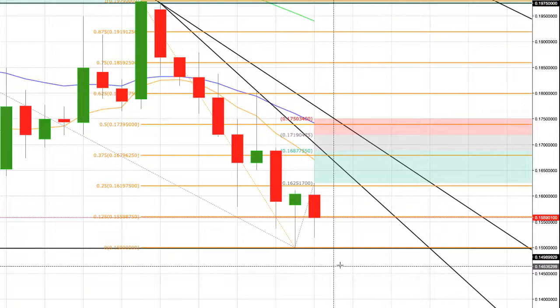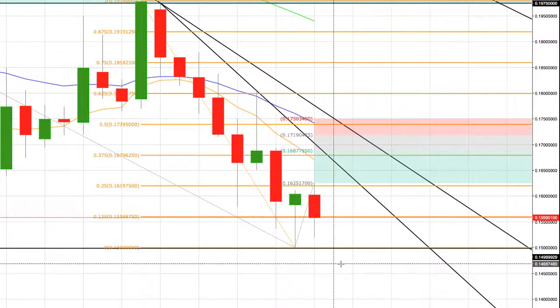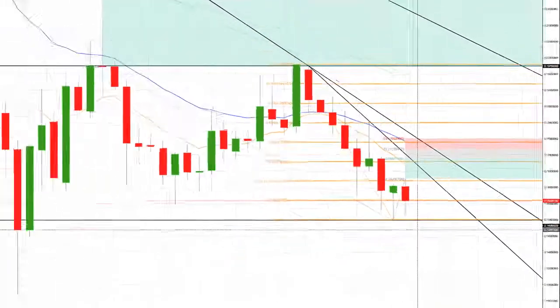This could go to new lows, and then we'd be watching, as we've talked about before, down at the 0.1468 level for the next major possible buying area, but we'd wait for another reversal entry. That's all we have for you.